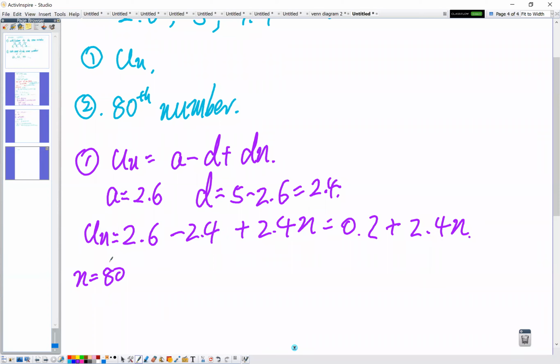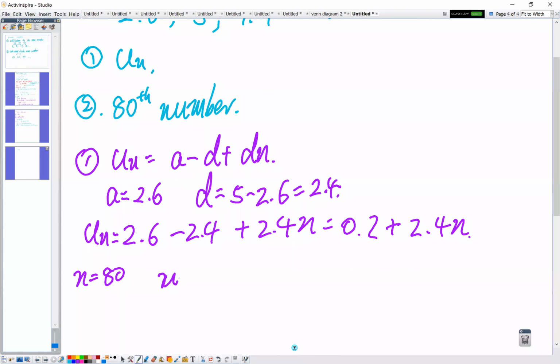n is equal to 80, so what are we going to do for that? n equal to 80, we just put 80 in. So Un is equal to 0.2 plus 2.4 times by 80. So 0.2 plus 192. Answer is 192.2. So orange, your answer is right. Good.